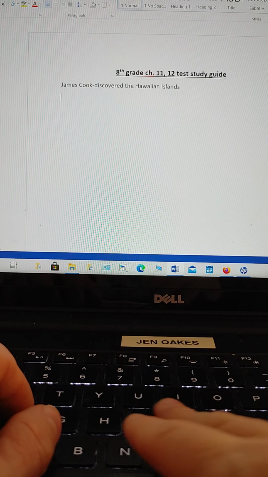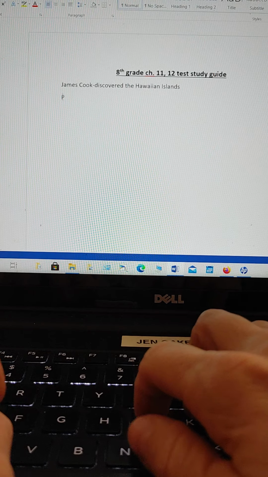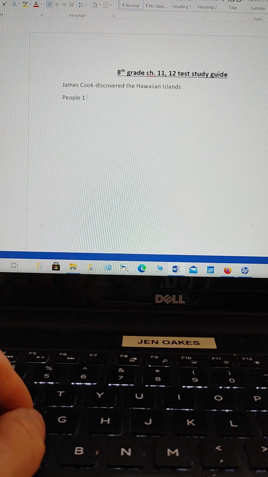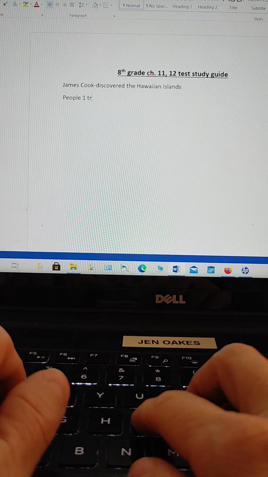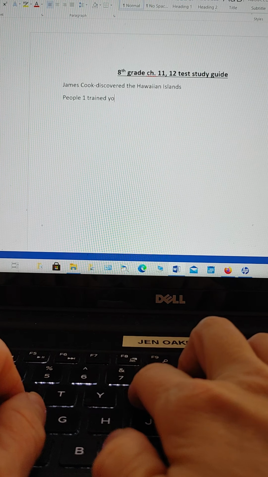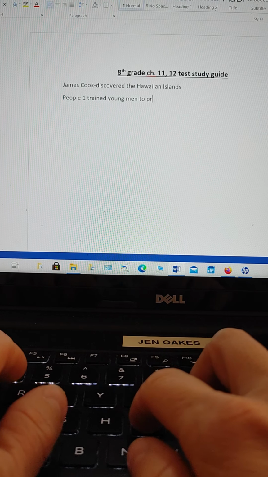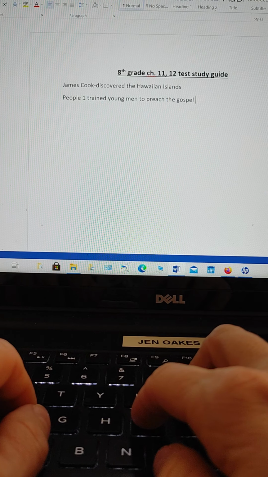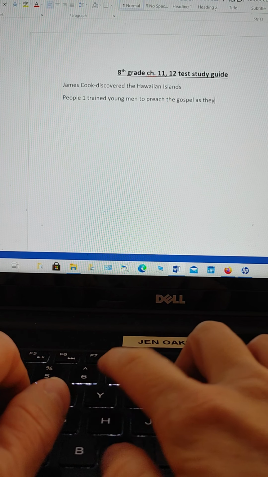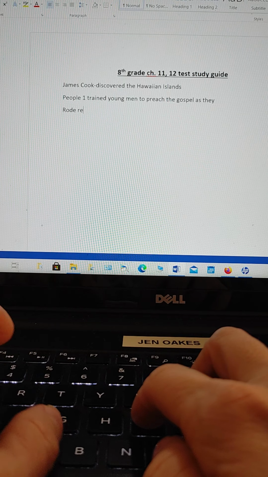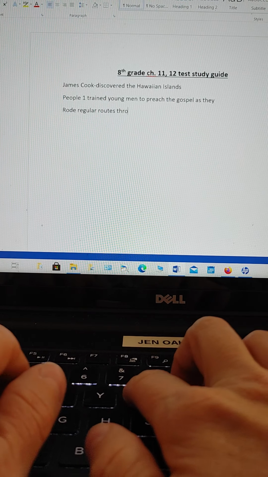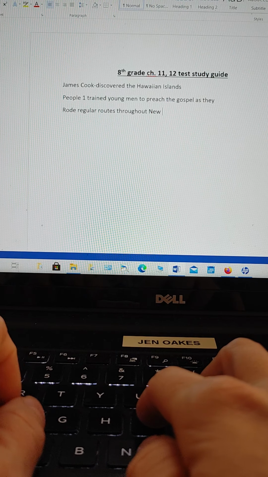I'm not going to worry about putting the date on there. Then people one. The people one was Francis Asbury. So Francis Asbury trained young men to preach the gospel as they rode regular routes throughout New England.